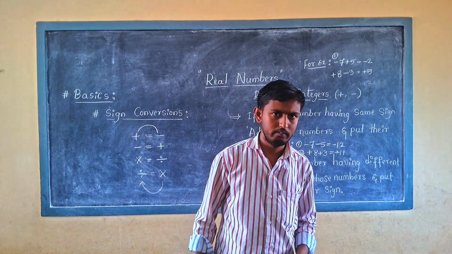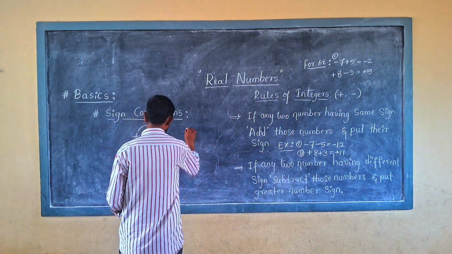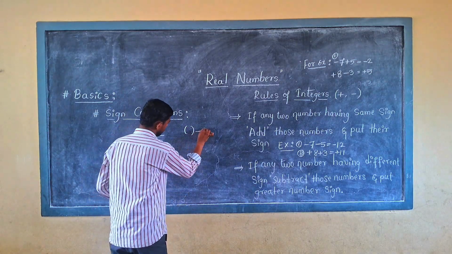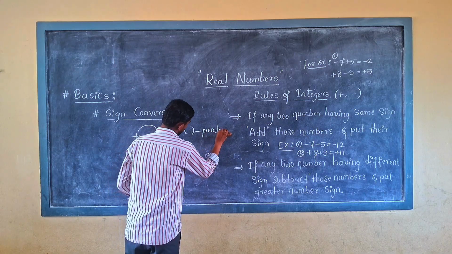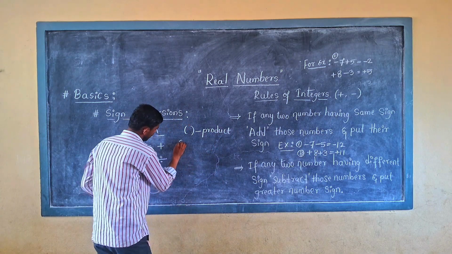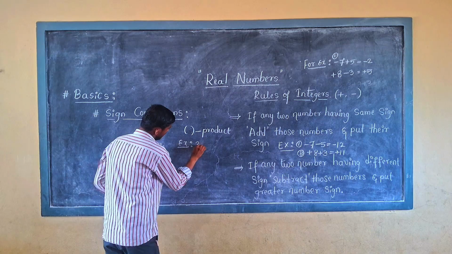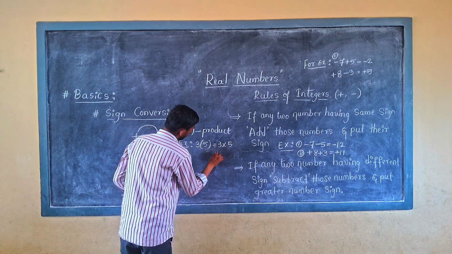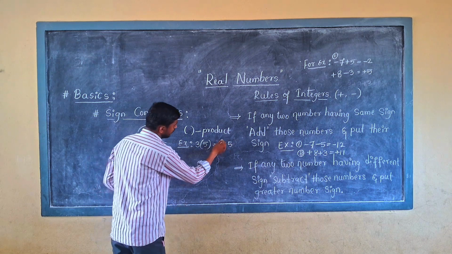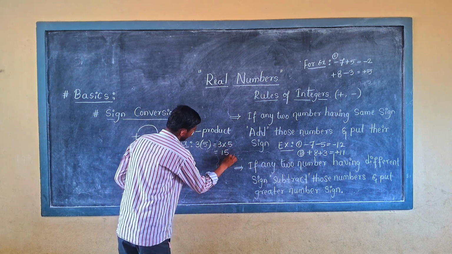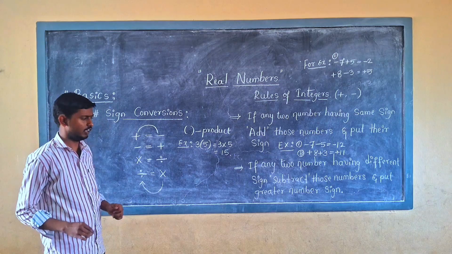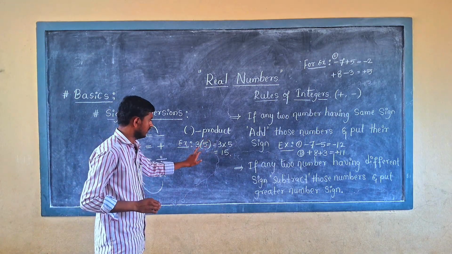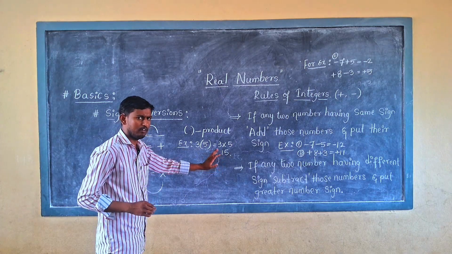And also we can take a bracket as a product. For example, 3 bracket 5 means 3 into 5. The value of 3 of 5 is 3 into 5, 3 fives are 15. That's why we take care: bracket means a product, 3 into 5 is equal to 15.